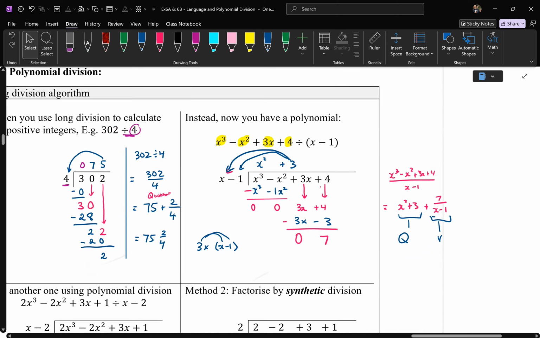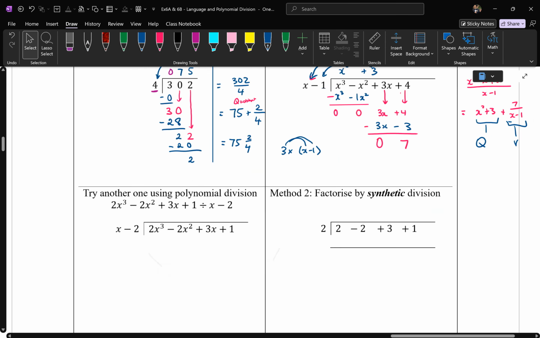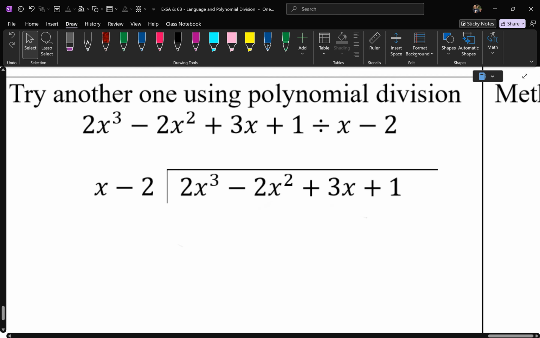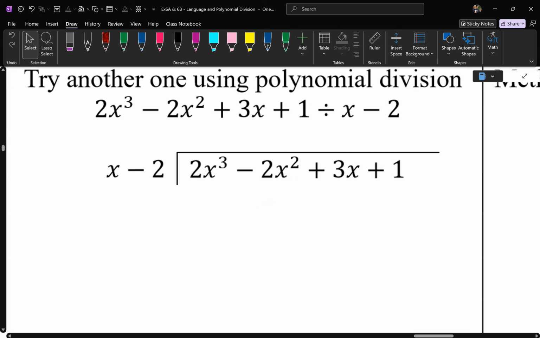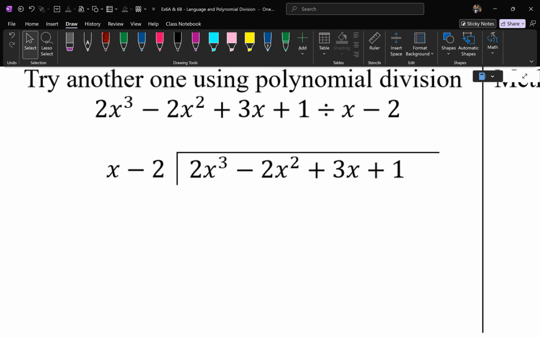Okay, here we go. Let's do one more. One last example. Try this one. So we've got 2x cubed minus 2x squared plus 3x plus 1 divided by x minus 2. I'm going to call out some names and you're going to guide me through this. First step. You're asking, what do I multiply to x minus 2 to get as close to 2x cubed? What would that be? Let's go with Adi. What number would you put here?